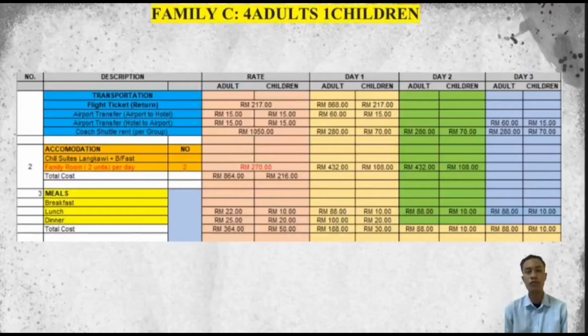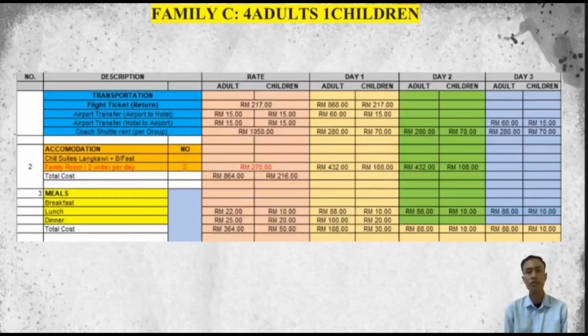And we're moving on to meals. Number 3, meals. Breakfast is not included because it has been included in the hotel package. For lunch it is 22 ringgit for adults and 10 ringgit for children. For adults, 1 pax is 22 ringgit, for 4 pax is 18 ringgit, and for children it is 10 ringgit, and it is the same from day 1 to day 3. Dinner will cost around 25 ringgit per head for adults and 20 ringgit per head for children, and the total is 100 for 4 adults and 20 ringgit for 1 child.